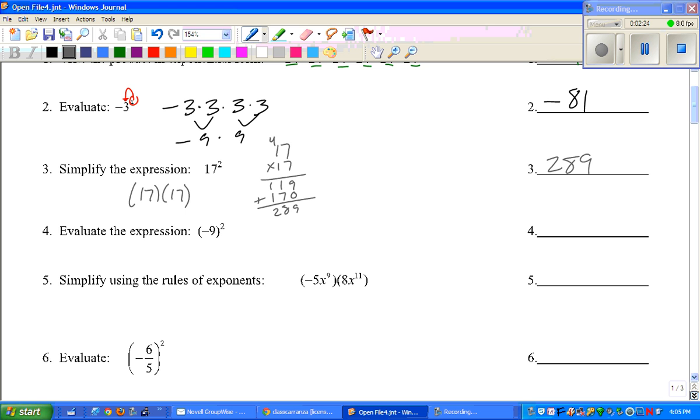Okay, number 4, evaluate the expression. Now, this is where the difference between 2 and 4 are. Where this is the negative inside the parentheses, that means it's -9 times -9. Okay, we have two negatives, so it's positive, and 9 times 9 is 81.